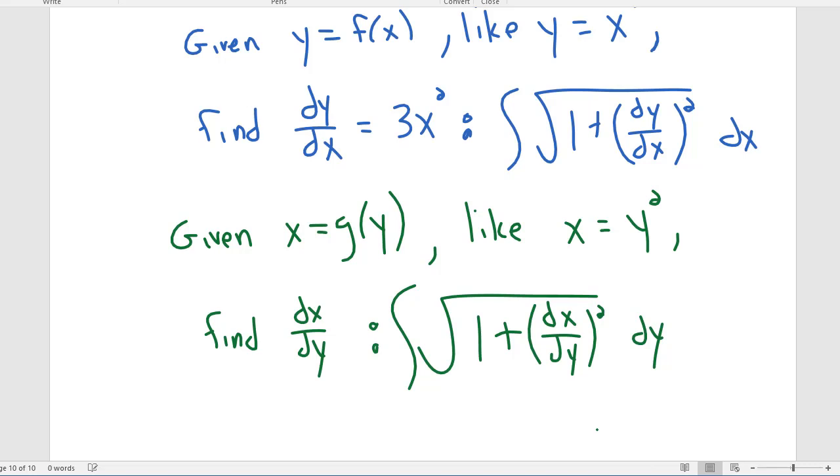Right, this version of the formula gives me y as my variable. So again, you could see dx/dy would be 2y, so I'm going to have (2y) squared as my derivative. So the variable is y, and I'm going to need y limits of integration on my integral. So you might be asking, how could I use this alternate version?